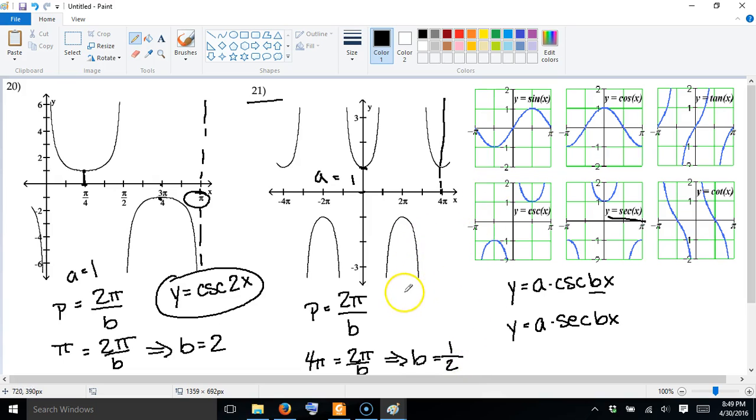So our function is equal to 1 times the secant, because this is a secant function, of 1/2 x. And we are done with that one. And that's all the graphing that I am going to give you on this test.